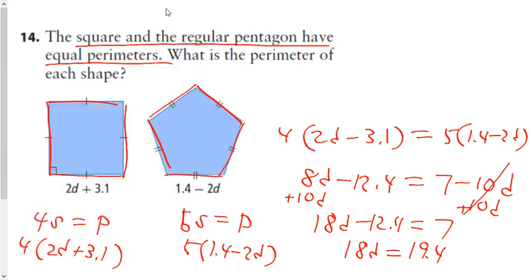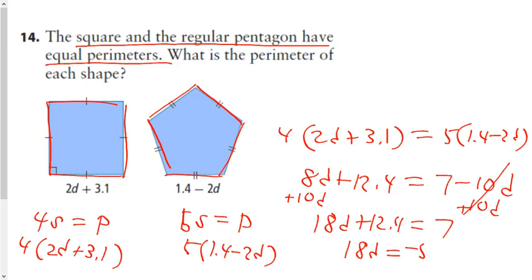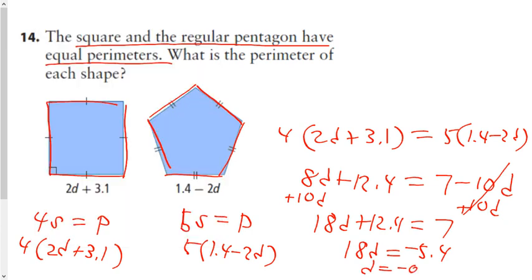Uh-oh, I made a mistake somewhere, didn't I? 12.4. I made a mistake right here. It's supposed to be a positive, isn't it? Right? Oops. So when I subtract 12.4 from both sides, thank you, 7 take away 12.4, not add 12.4, equals negative 5.4. There's where I made my mistake. See, I didn't copy the question down right. Once I do that, divide both sides by 18, and negative 5.4 divided by 18 equals negative 0.3. So d equals negative 0.3.